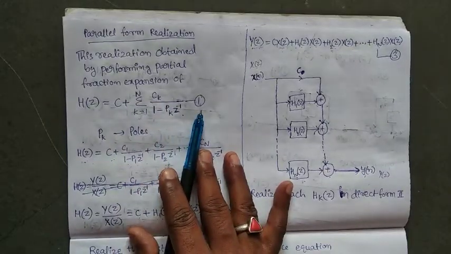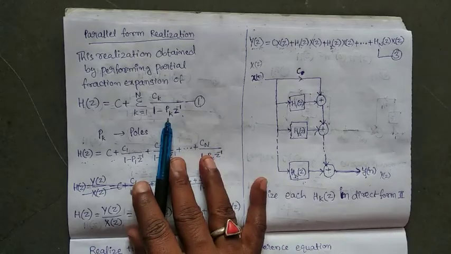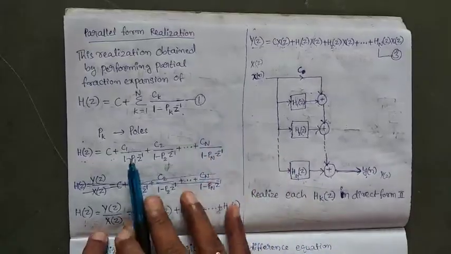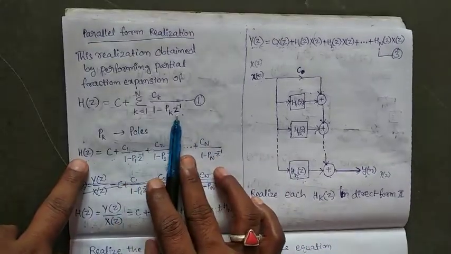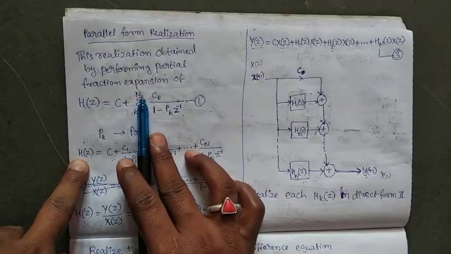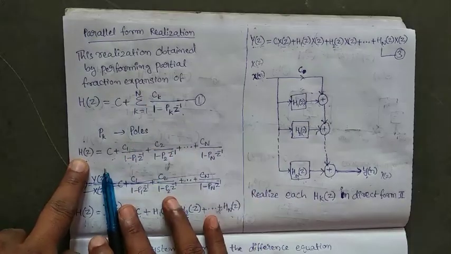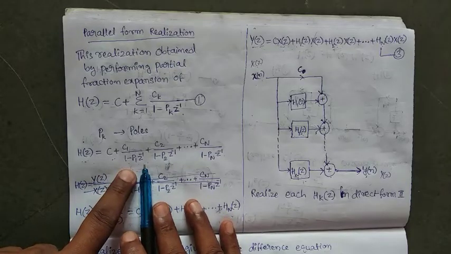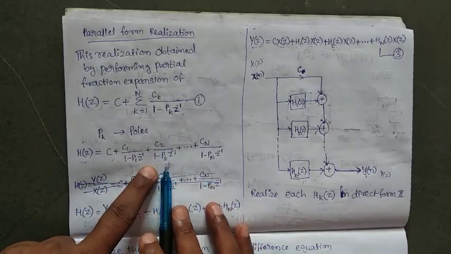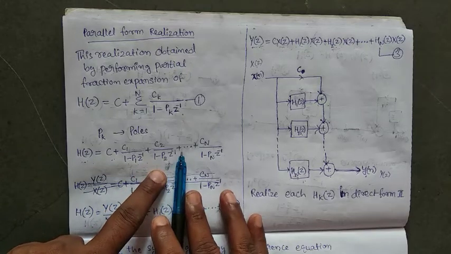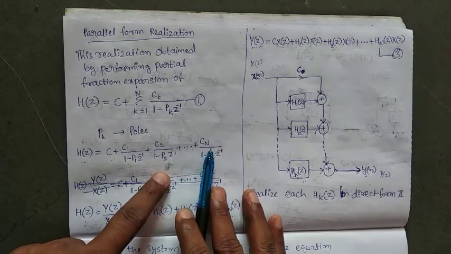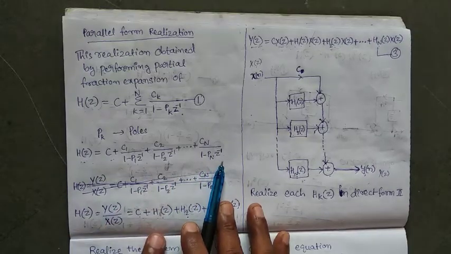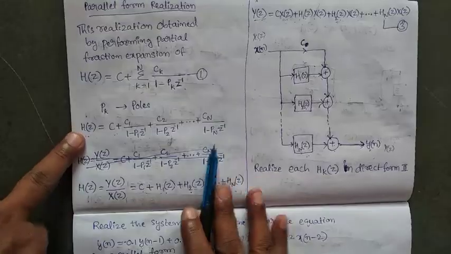I am taking this as equation 1. Here p_k indicates the poles. Expanding equation 1, summation k = 1 to N, H(z) = C + c1 / (1 - p1 z^-1) + c2 / (1 - p2 z^-1) + and so on, plus cN / (1 - pN z^-1).